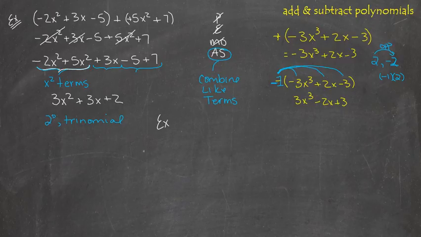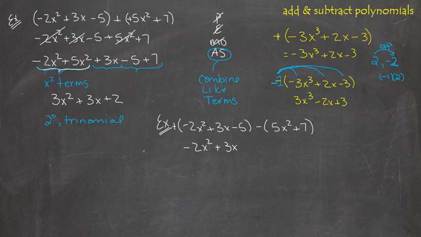I'm actually going to do the exact same numbers, but this time I'm going to subtract. So my first number, negative 2x squared plus 3x minus 5. And this time I'm going to subtract the second number, 5x squared plus 7. Okay, so the first thing I have to do is get rid of the parentheses. If it's a plus sign out front, it just means all the parts have the right sign on them already. Negative 2x squared plus 3x minus 5.